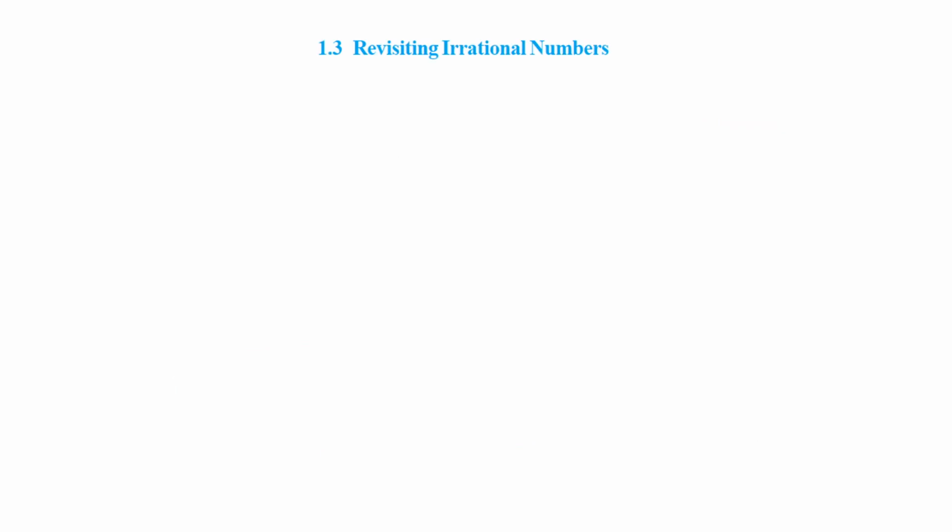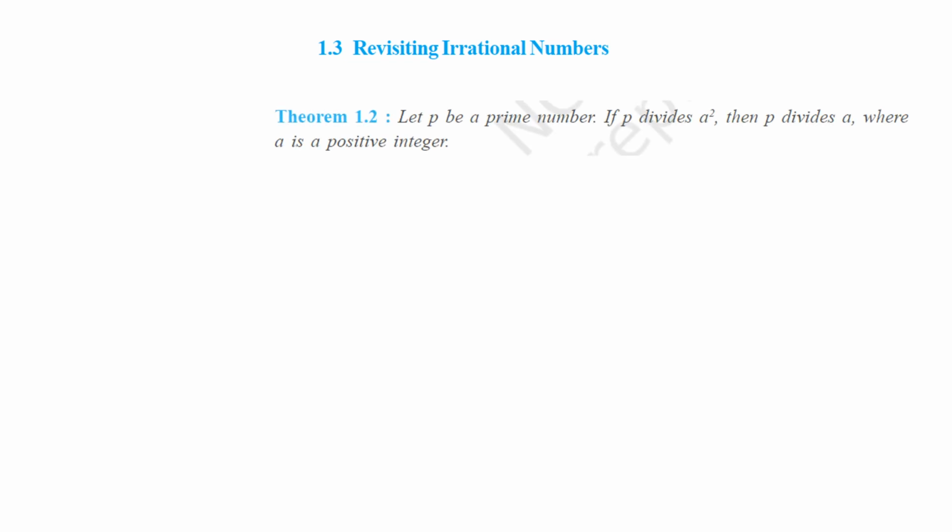Okay. So the first theorem we had learned in this chapter was the fundamental theorem of arithmetic. Now let's come to the second theorem. Let me read it out. Let P be a prime number. So P is denoting a prime number. If P divides A squared, then P divides A, where A happens to be a positive integer.